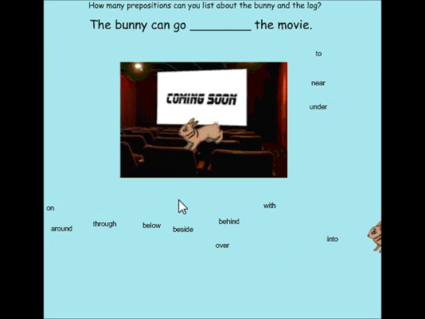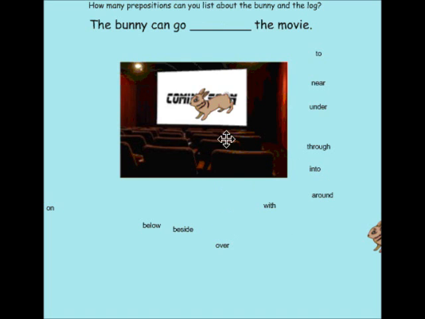What else could he do? He could go through the movie. So if he were to go through that screen, he'd go through the movie. He could go into the movie. He could be the movie star of this movie. The bunny can go into the movie. Okay. Another thing that you could also say is the bunny could go around the movie or behind the movie. Anything that fits in here would be a preposition. The bunny can go during the movie.